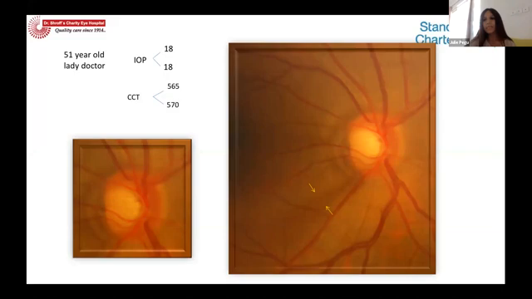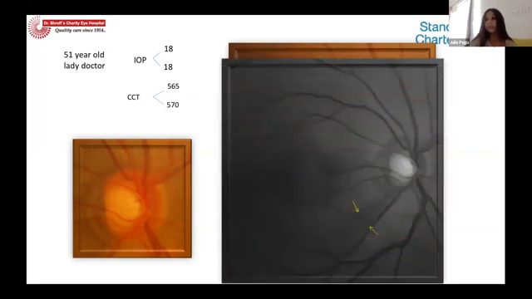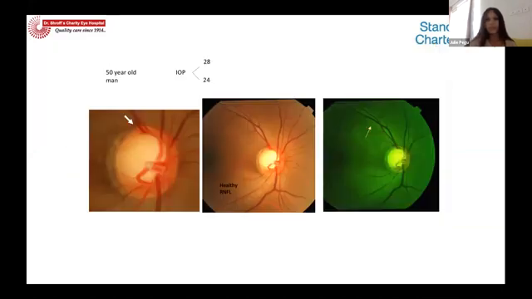So in this case, the fields were definitely normal, and the OCT was showing some yellow changes inferiorly. But whenever you see a defect like this, at least you are confident that this patient is definitely having early damage, and you can discuss the management protocol with the patient.